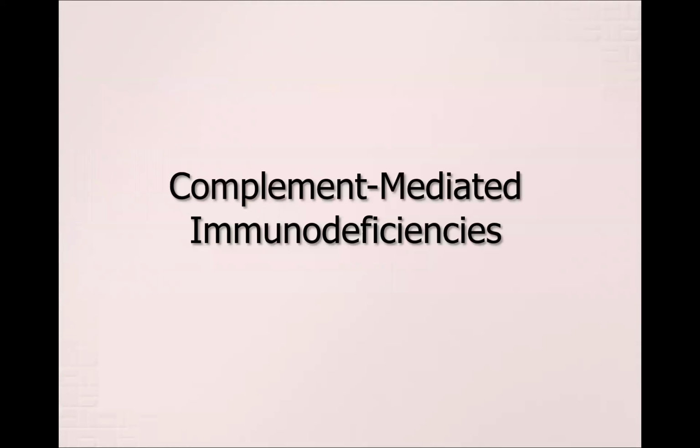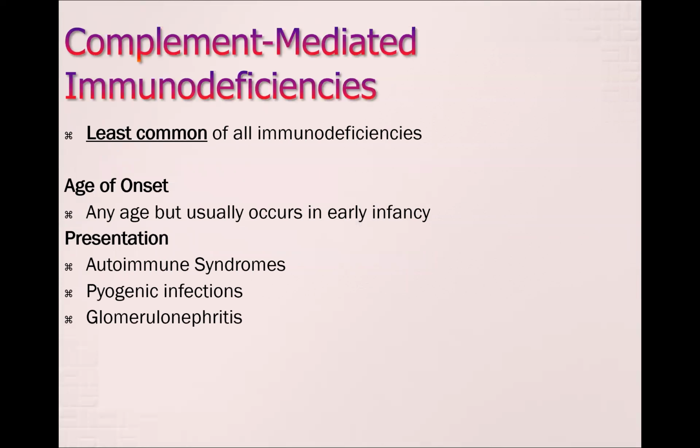All right, last part of things, complement-mediated immunodeficiencies. Again, this is by far and away the least common of all immunodeficiencies. It only accounts for about 2% of all immunodeficiencies within the primary immunodeficiency realm. It can happen at any age, but usually infancy is when we start to see these things. School age is when they really come to bear, and they become very, very evident.